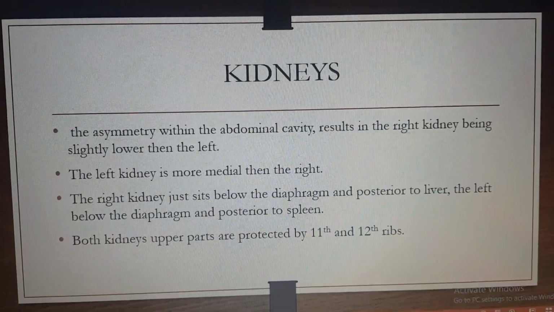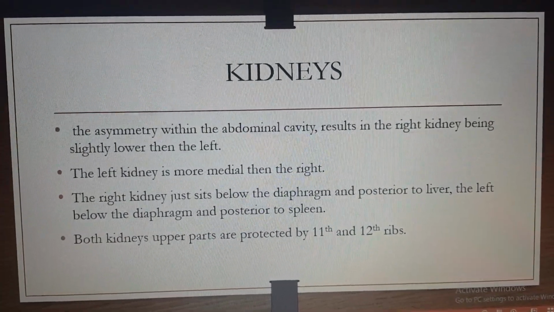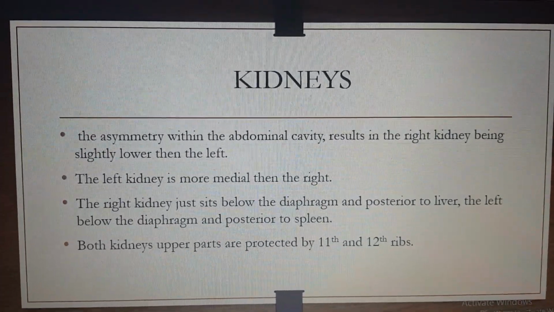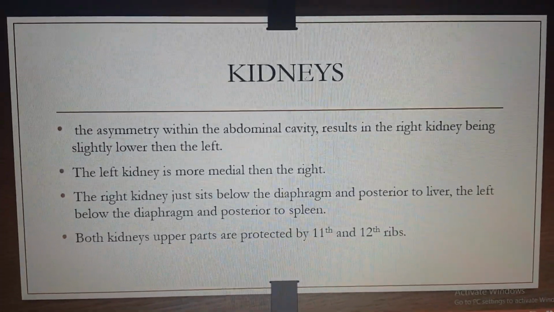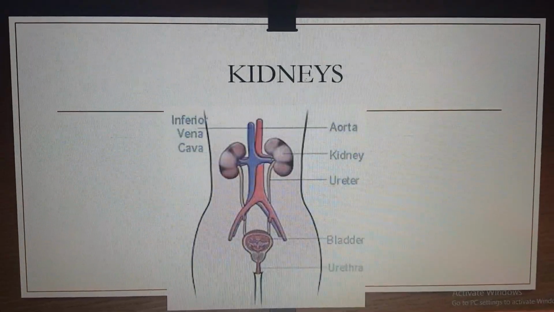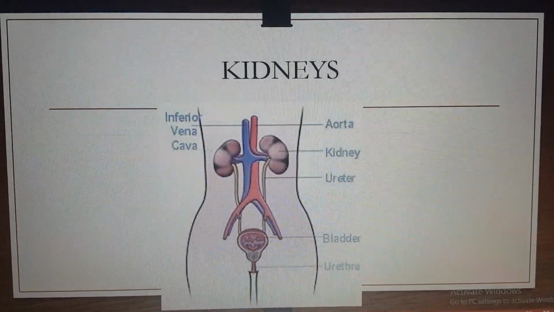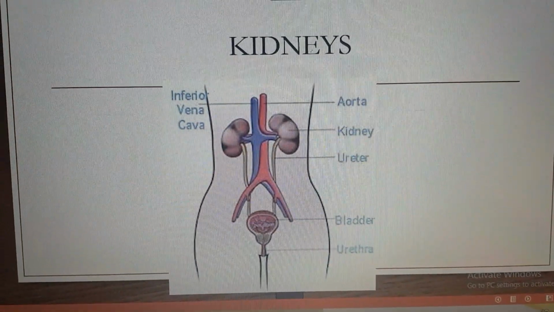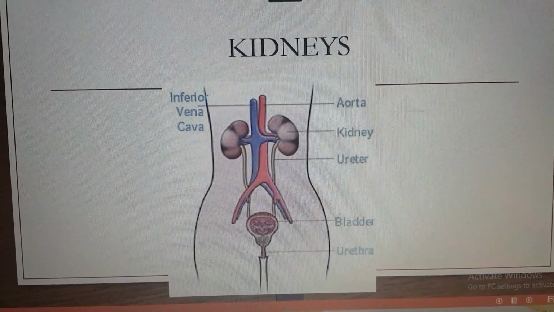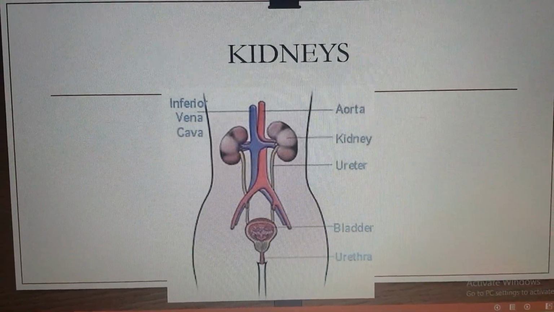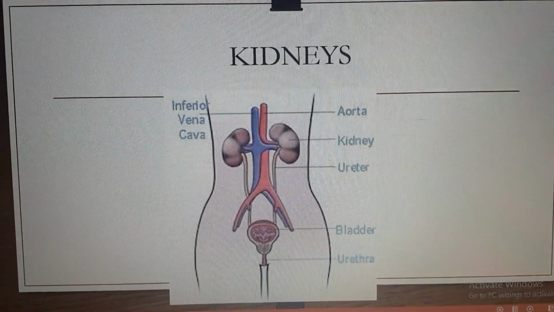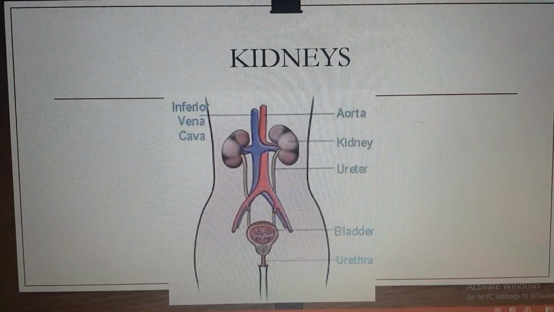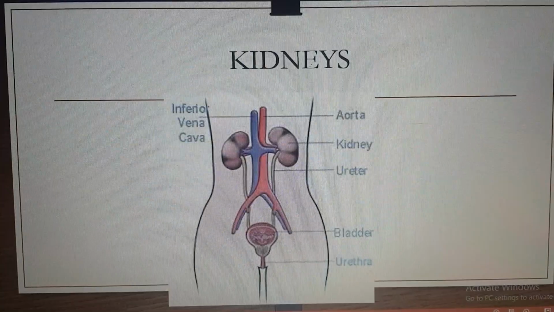The upper parts of both kidneys, the right and the left, are protected by the lower ribs, that is, the 11th and 12th ribs. Now you can take a look at the diagram. This shows the positioning of the kidneys: the right kidney is slightly lower and the left kidney is slightly above, and there are two tubes that arise from both of the kidneys.